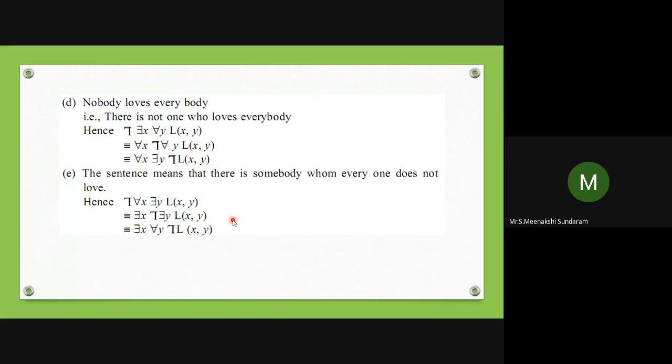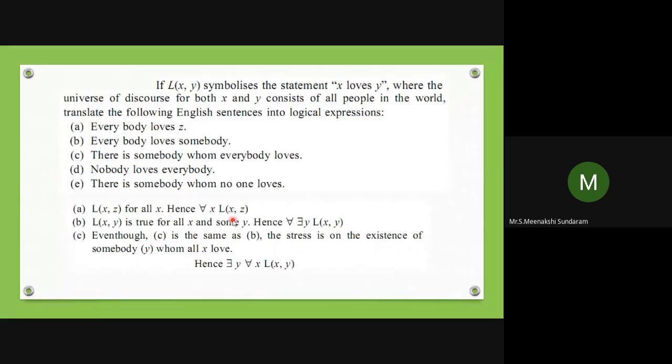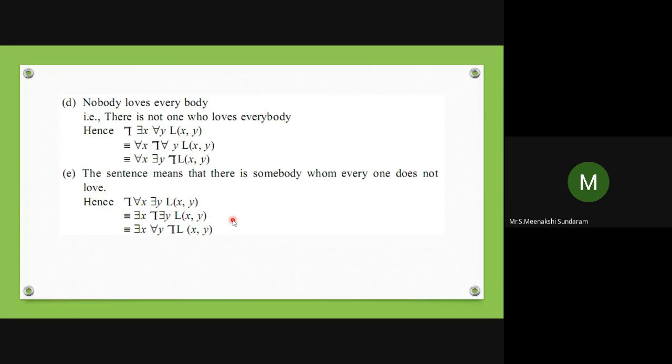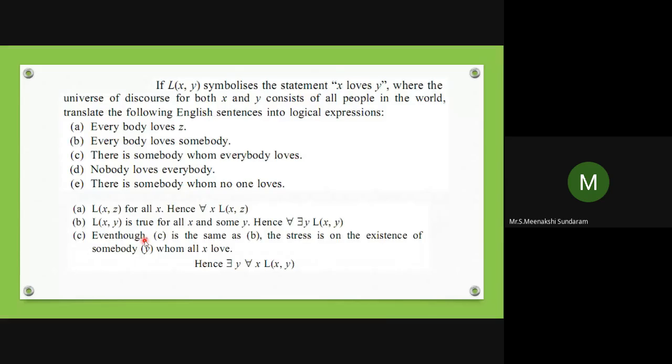Then last sentence. The sentence means that there is somebody whom everyone does not love. The actual statement is there is somebody whom no one loves. There is somebody, that is, there exists an X. There is somebody whom no one loves.